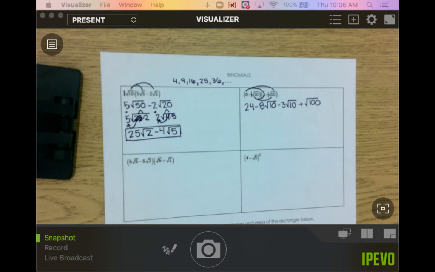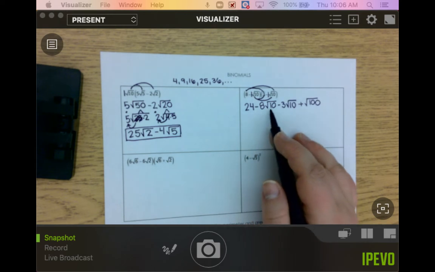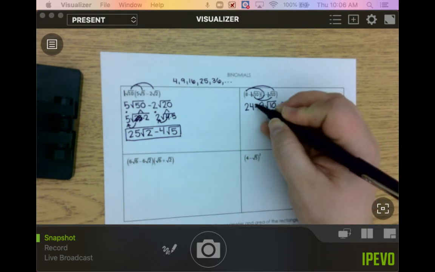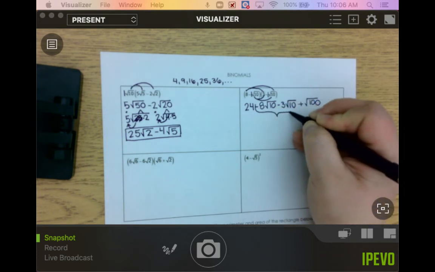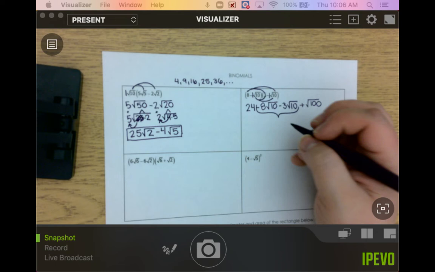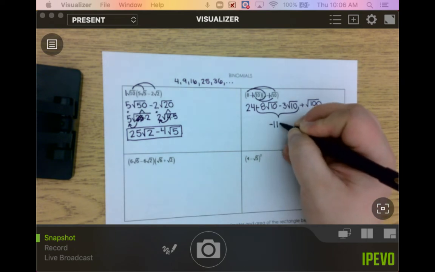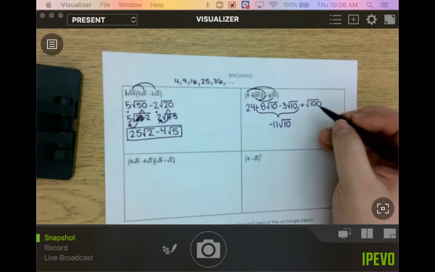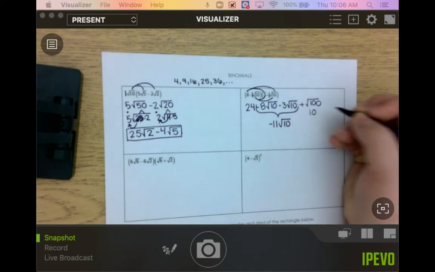And then you have to go check to see what can be simplified. 24 is just 24. The square root of 10 can't be simplified any further, but these two are both square roots of 10. So I can combine negative 8 and negative 3 square roots of 10, which would make negative 11 square roots of 10. And then the square root of 100 is 10. That's 10 squared.